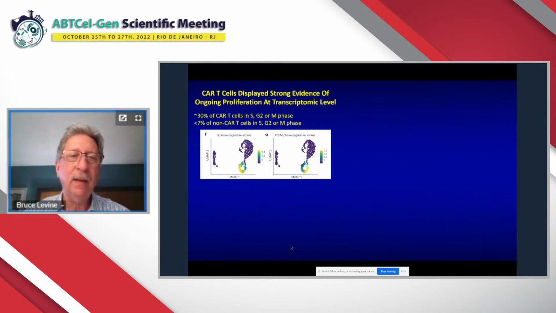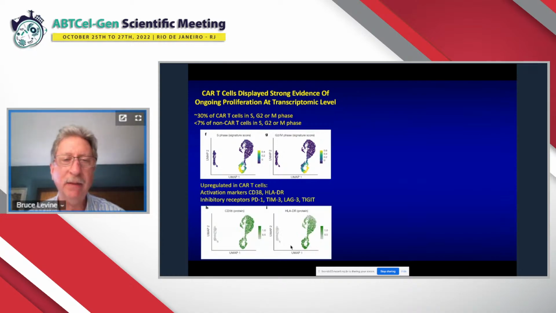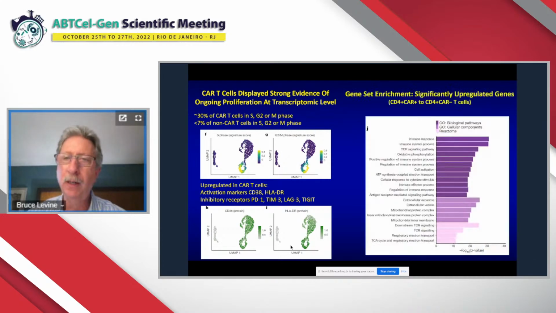And these CD4 CAR T cells displayed evidence of ongoing proliferation at the transcriptomic level and also by Ki67 staining. They upregulated activation markers, CD38 and HLA-DR. Also, inhibitory receptors were upregulated. And by gene set enrichment analysis, we saw significantly upregulated genes in CAR-positive cells compared to CAR-negative cells that you see here.